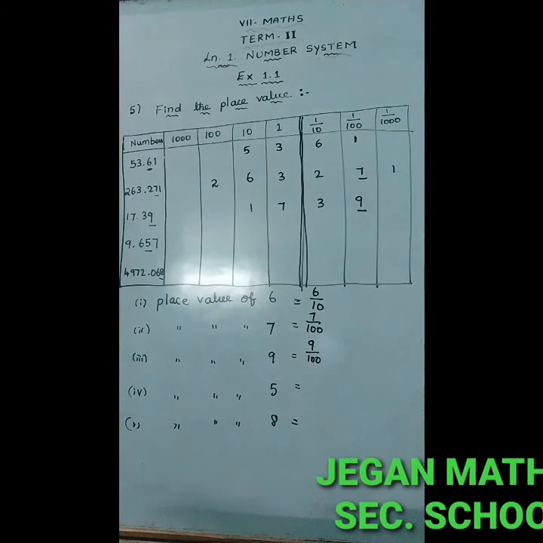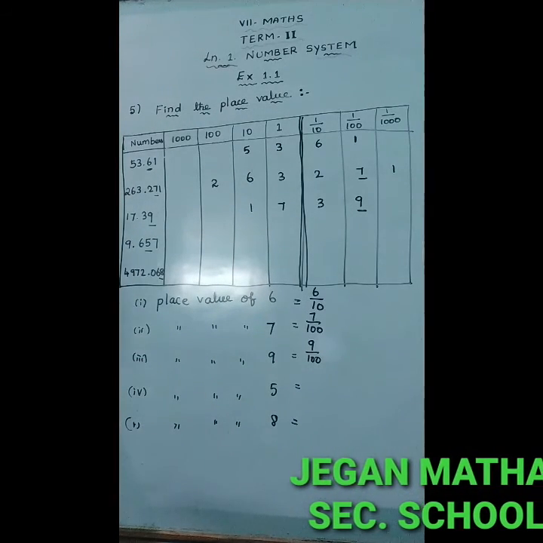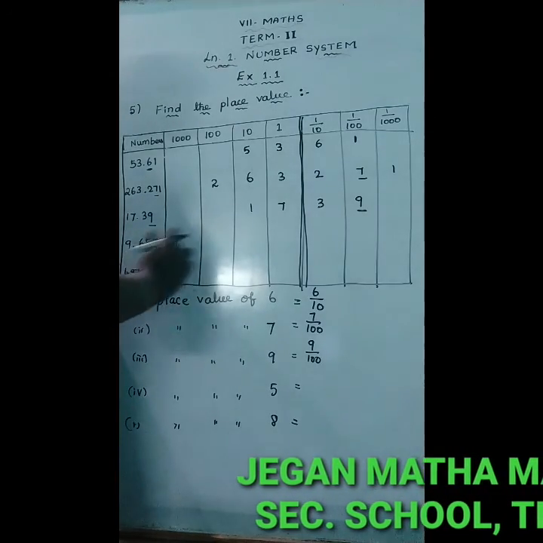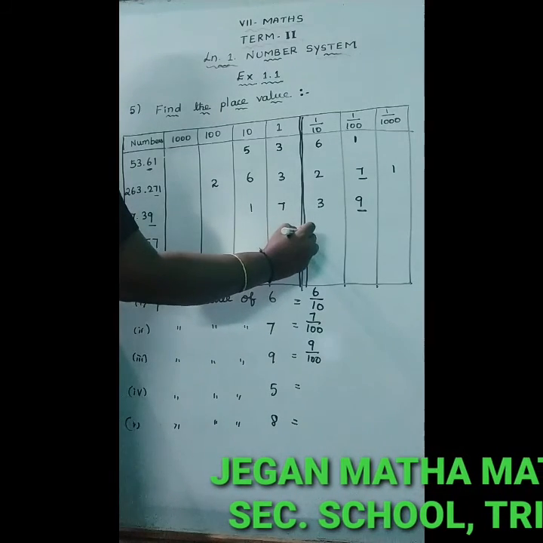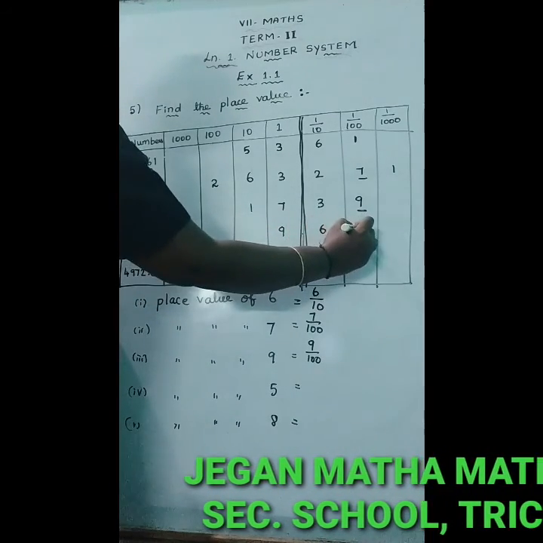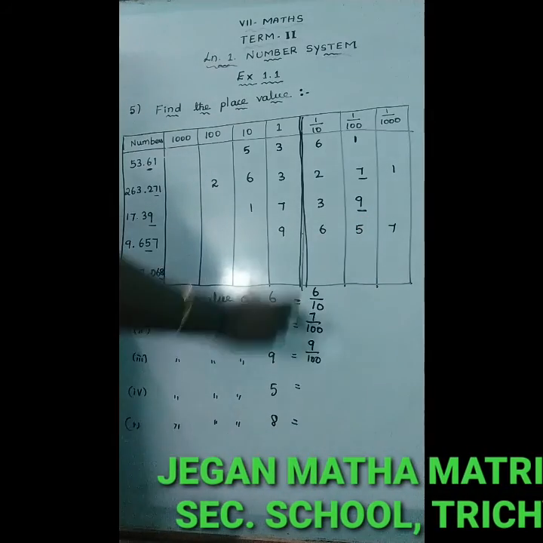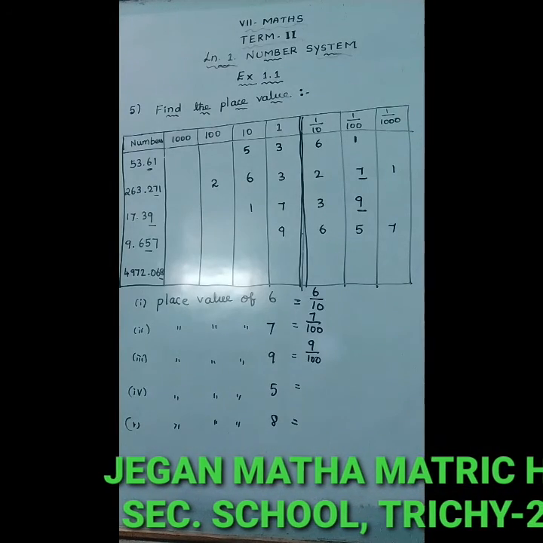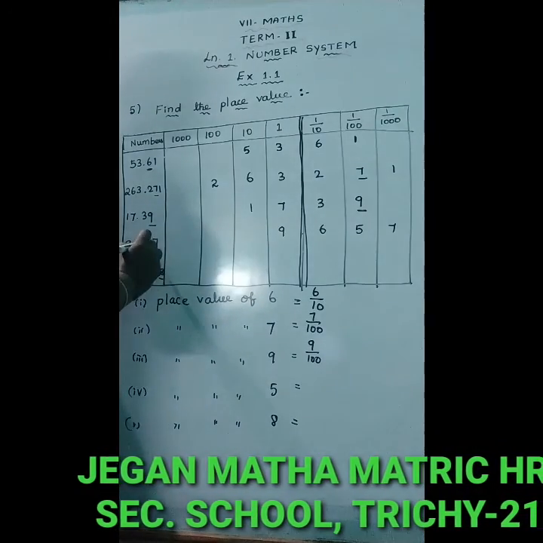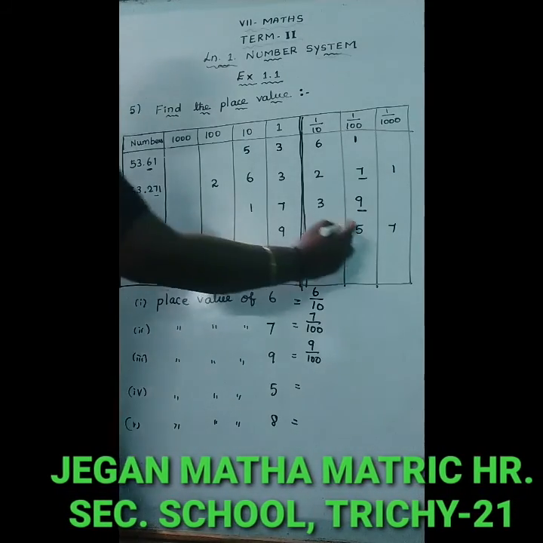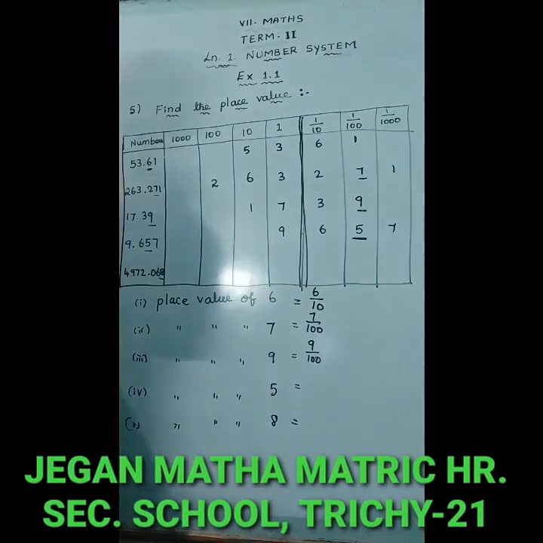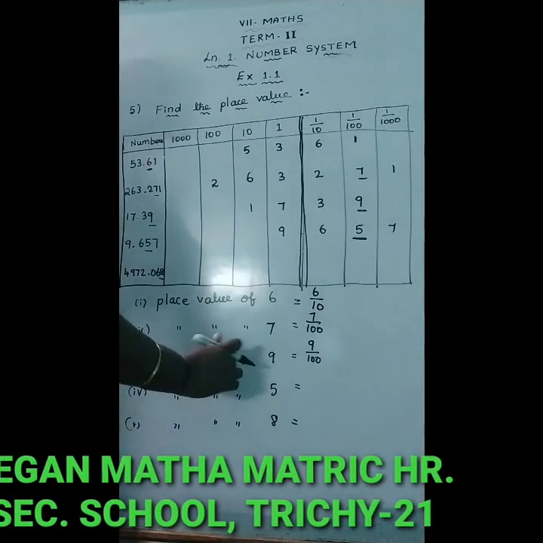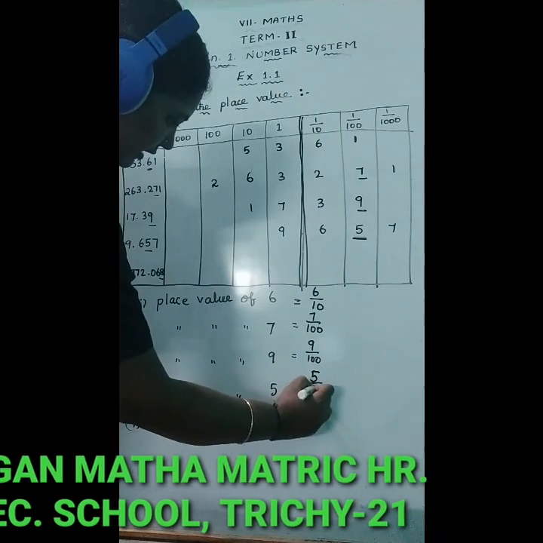The next decimal number given is 9.657. Only the ones place is given, so we write 9 in the ones place. This line is the point. We write 6, 5, 7: 6 is the tenths place, then the hundredths place and the thousandths place. Here find the place value of 5, the underlined number. This 5 is in the hundredths place. So we write the solution: the place value of 5 is 5 divided by 100.